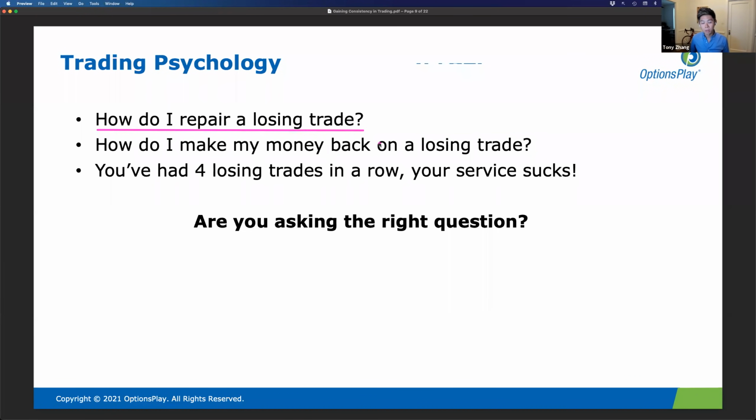This tells me that they're not worried. They're not thinking about risk management. They're thinking about, how do I not lose? Another question that I get very often is, how do I make my money back on a losing trade? Or sometimes I get emails saying, hey, you've had 4 losing trades in a row on OptionsPlay. Your service sucks. I'm going to cancel it. And this tells me that, again, they're not thinking about strategy, not worried about the long-term, worried about the wrong thing, if you will. And the question that I always ask investors is, are you asking the right question to begin with?